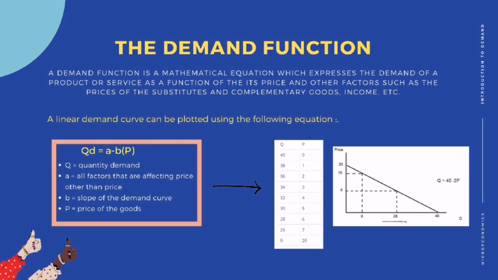The demand function is a mathematical equation which expresses the demand of a product or service as a function of the price and other factors such as the prices of substitutes and complementary goods, incomes, etc. A linear demand curve can be plotted using the following equation: QD equals A minus BP. QD is quantity demanded, A is all factors that are affecting demand other than price, B is the slope of the demand curve, and P is the price of the good.